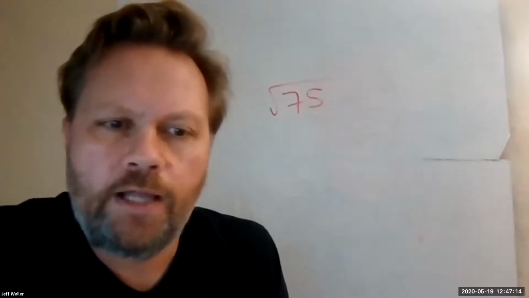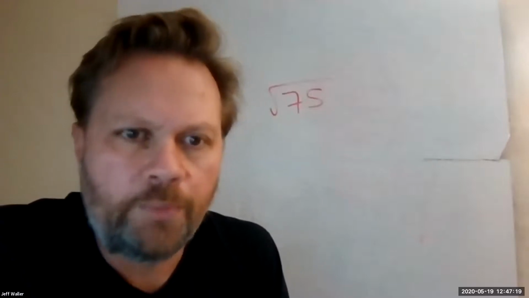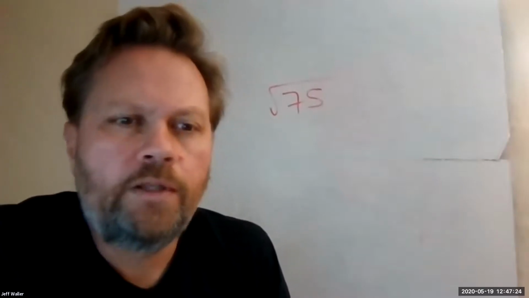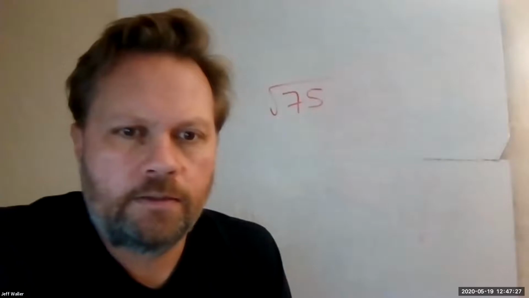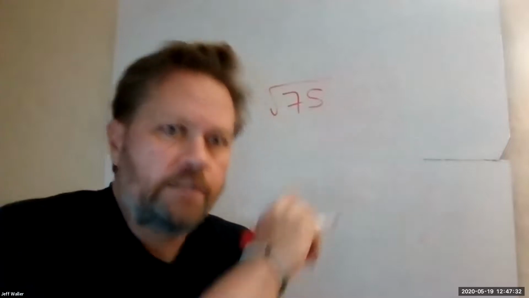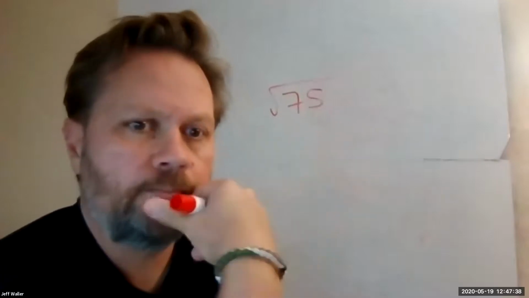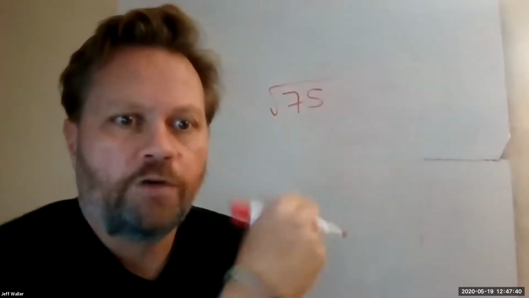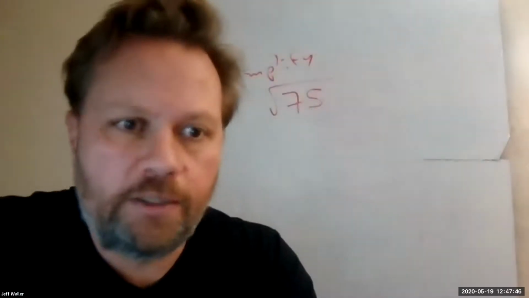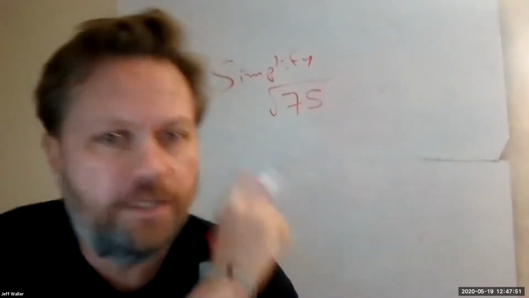So first thing to realize is there's no way to get just a nice whole number answer. So let's try this. What numbers would this be between? 8 and 9, because 8 squared is 64 and 9 squared is 81. So the square root of 75 has to be somewhere between 8 and 9. If I said simplify, it's not that kind of question. If I said simplify square root of 64, you just say 8. You're done. This one you can't do that with.